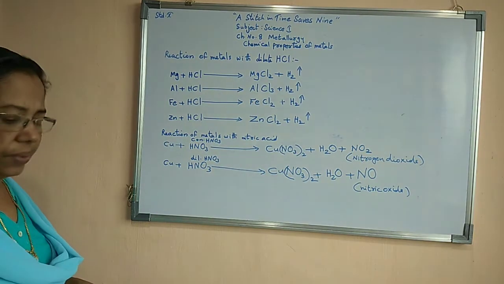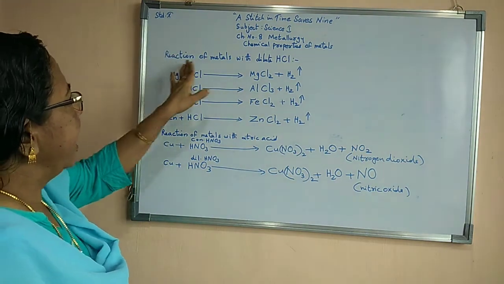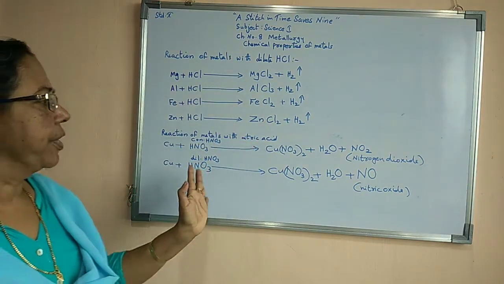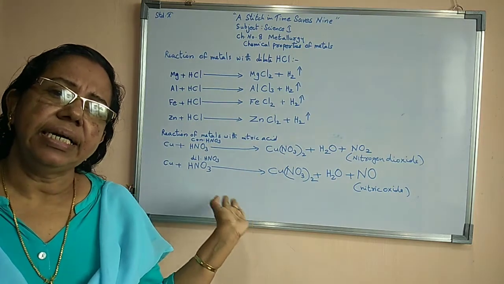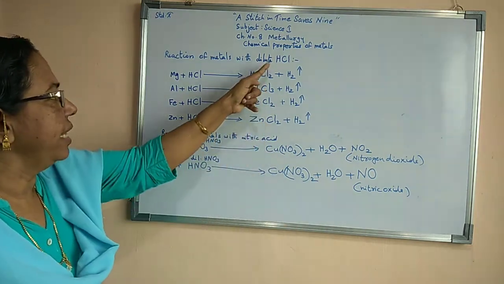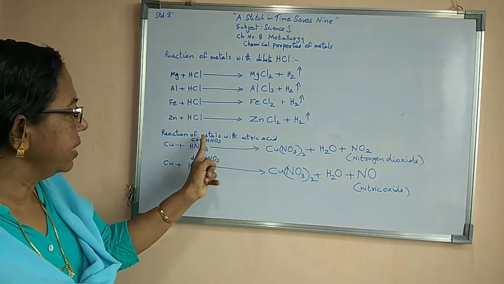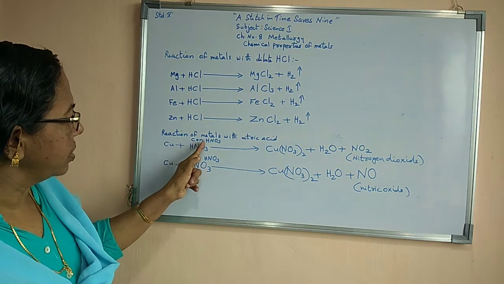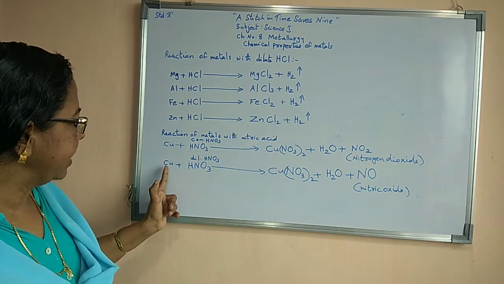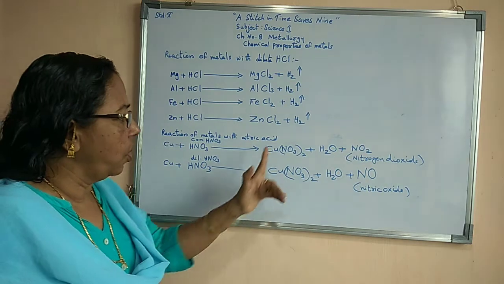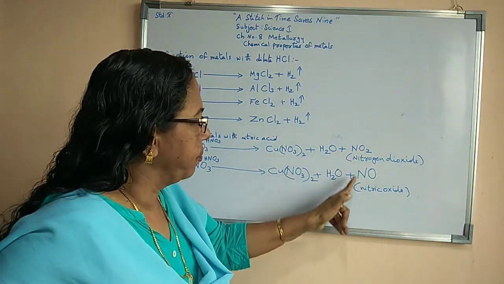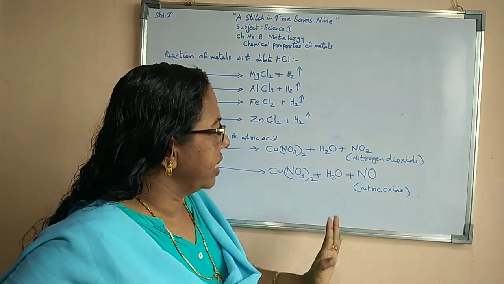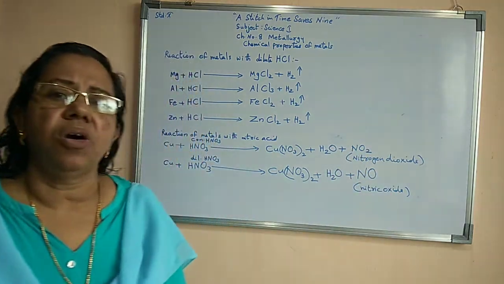So now we have studied reaction of metals with dilute hydrochloric acid and reaction of metals with concentrated as well as dilute nitric acid. Here only dilute hydrochloric acid. Here nitric acid is there. In this case, copper reacts with the concentrated nitric acid. In this case, copper reacts with dilute nitric acid. Only one difference you can see, that is here. Here NO2 forms, here NO forms. NO2 means nitrogen dioxide will form. NO means nitric oxide will form.